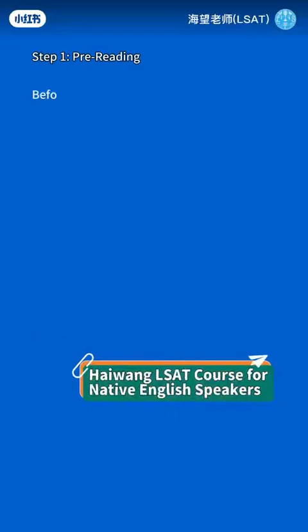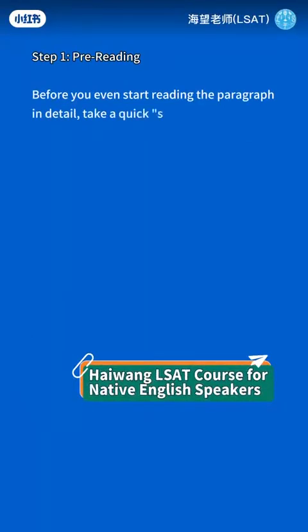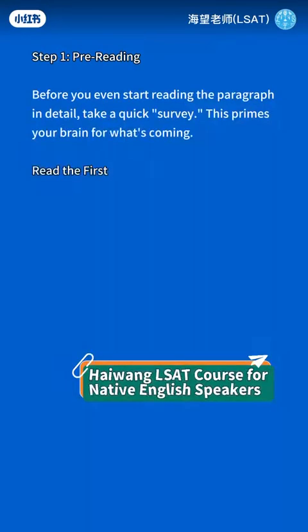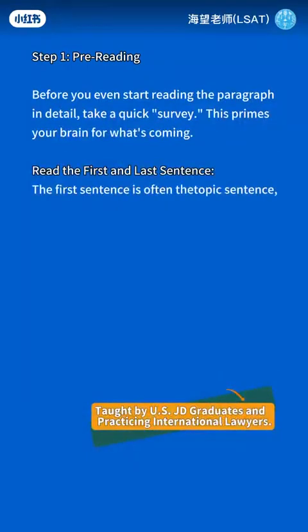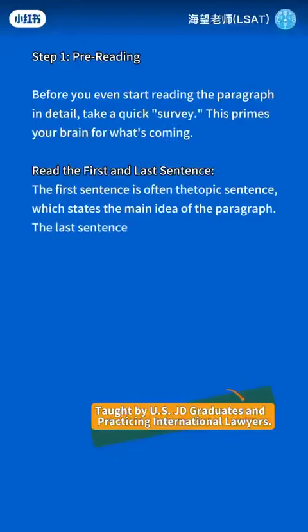Step 1. Pre-reading. Before you even start reading the paragraph in detail, take a quick survey. This primes your brain for what's coming. Read the first and last sentence. The first sentence is often the topic sentence, which states the main idea of the paragraph. The last sentence often provides a conclusion or a transition to the next paragraph.